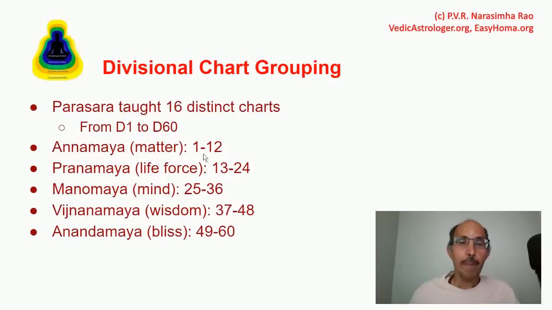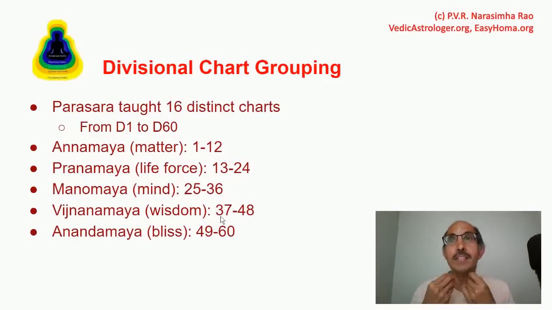So my deduction is that charts in the range 1 to 12, where N, this number, is between 1 and 12, cover the level of matter. They cover the annamaya kosha. And if you go to the next harmonic, next 12, from 13 till 24, this is the pranamaya kosha. The charts in this range cover the sheath of life force. And the next harmonic, next 12, 25 to 36, they cover the manomaya kosha, or the sheath of mind. The next 12, 37 to 48, they cover the vijnanamaya kosha, the sheath of wisdom.